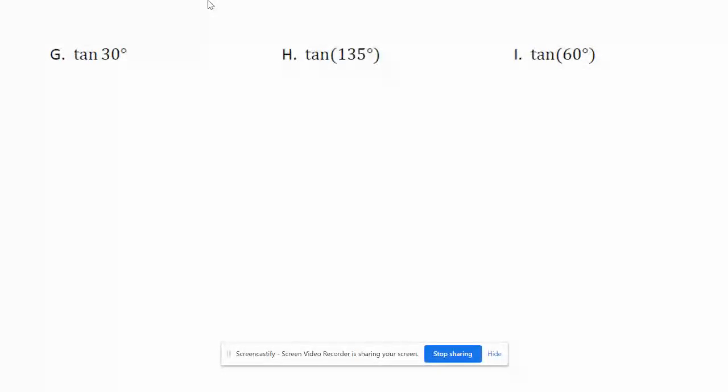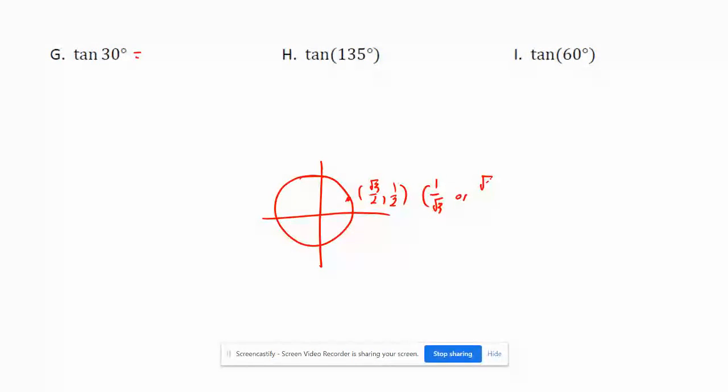We have tan 30, tan 135, and tan 60. So hopefully, guys, off our unit circle, we're going to remember that at 30 degrees, we have root 3 over 2, 1/2. When we divide y over x, we get 1 over root 3, or if we rationalize it, it ends up being root 3 over 3. For 45 degrees, we have root 2 over 2, root 2 over 2. Divide these guys by each other, and we get an answer of 1.